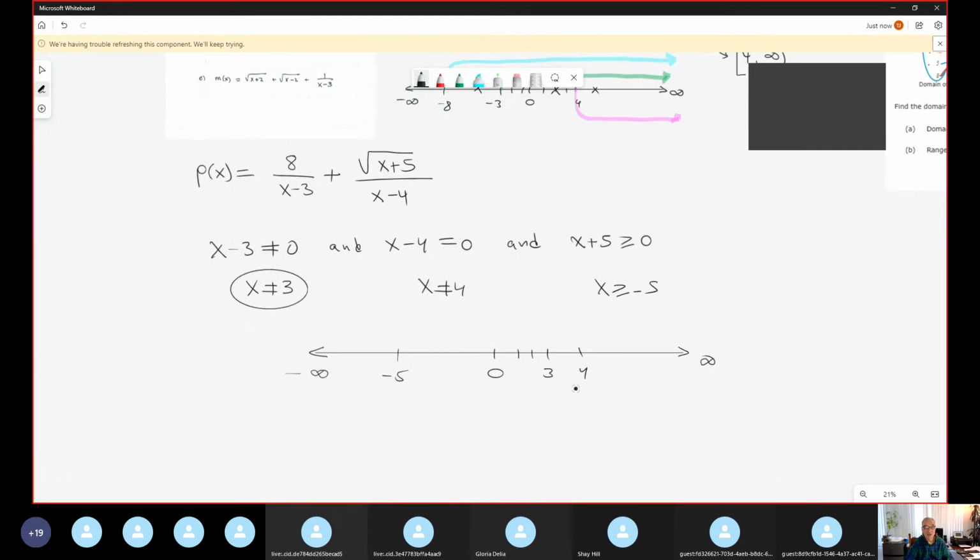The idea is that in 3 we have a hole. And what does that mean? In 4 we have another hole. And greater than or equal to negative 5 is in that direction. Let me use pink color, maybe good. In that direction, no? Of course, include negative 5 inside.